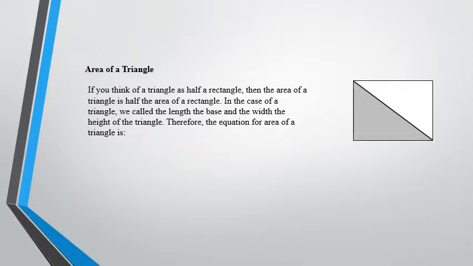But in the case of a triangle, we call the length the base of the triangle, and the width the height of the triangle. Therefore, the equation for area of a triangle is the area equals the base times the height divided by 2. The base would be the distance along the bottom of the triangle, and the height would be the straight up and down height of the triangle. And then over 2 just means divided by 2 or cut in half.